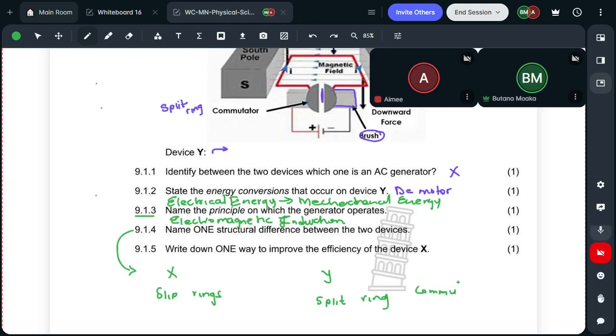I'm not sure if you understand that. Just understand the notes and you are good to go.